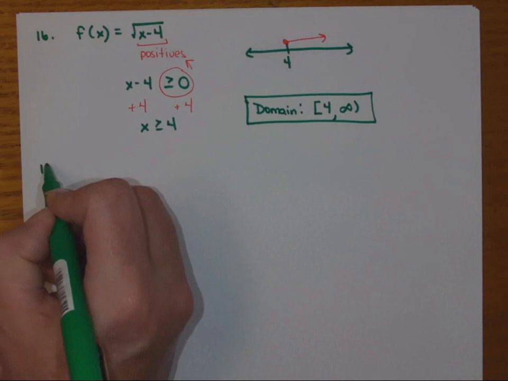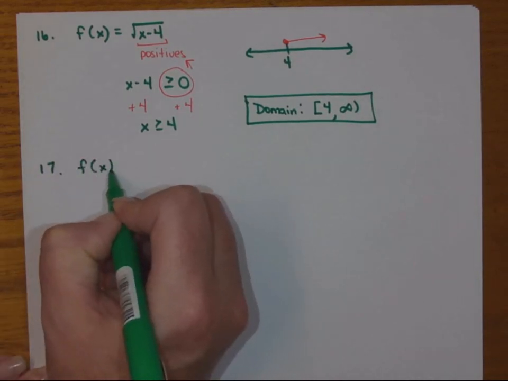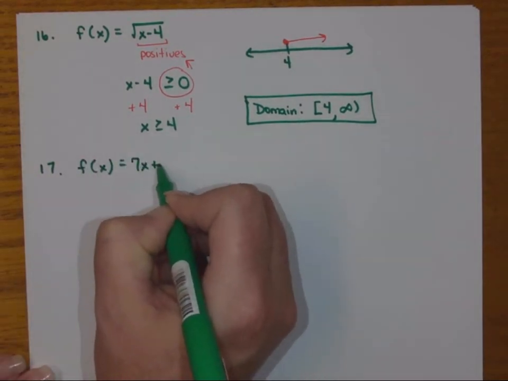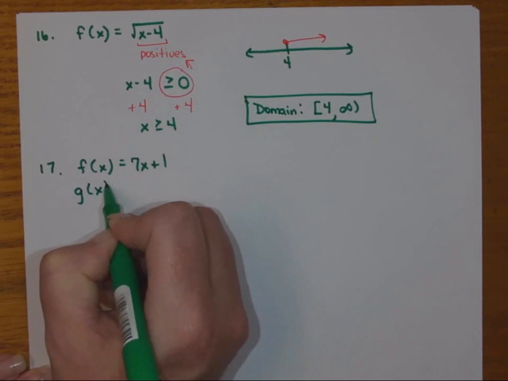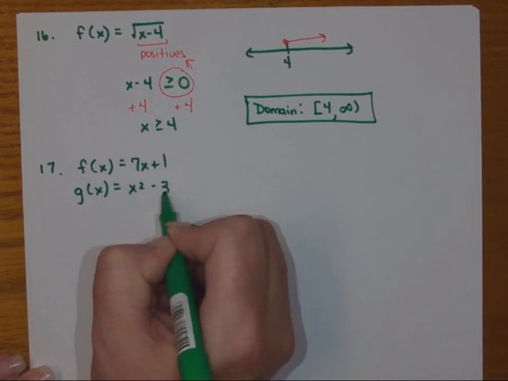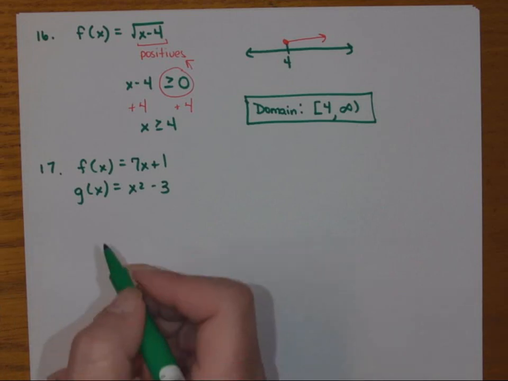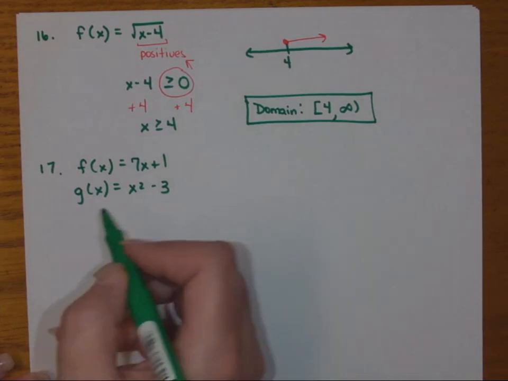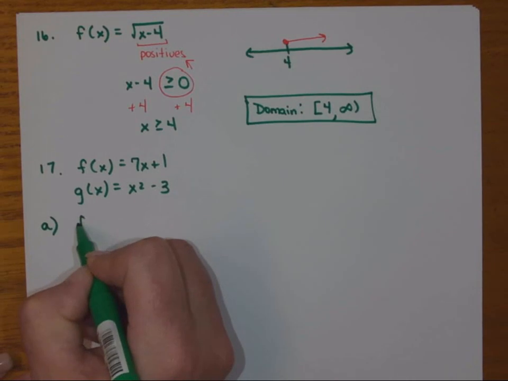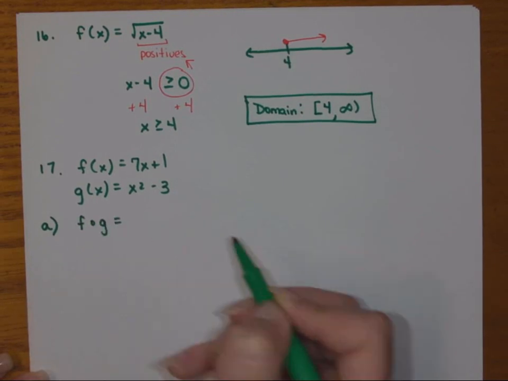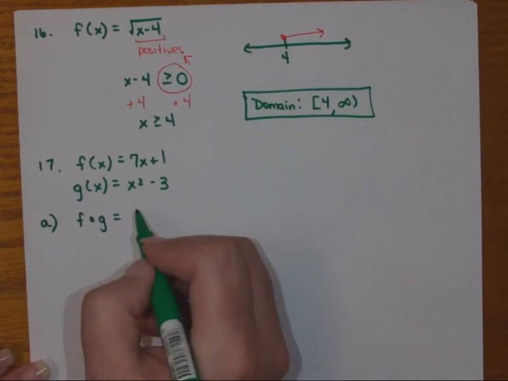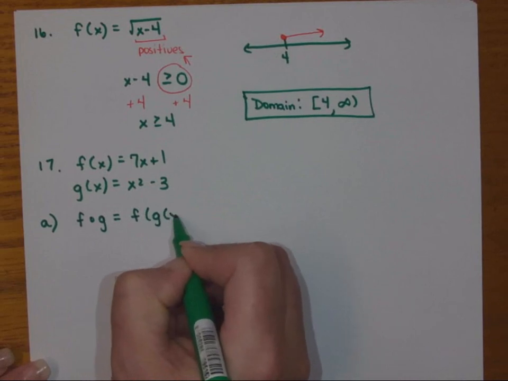So for 17, we have f of x equals 7x plus 1, and we have g of x equals x squared minus 3. Make sure you know that this little open circle operator means composition of functions. So when you see f composition g, that is not a multiplication. It means f of g of x.